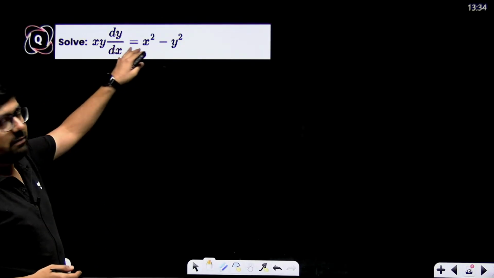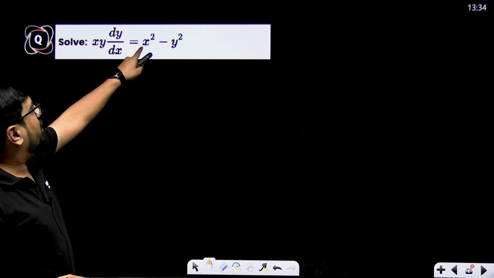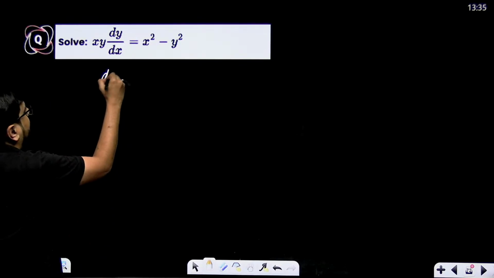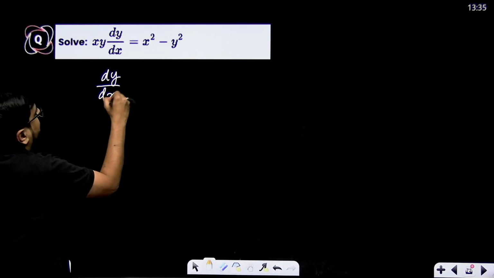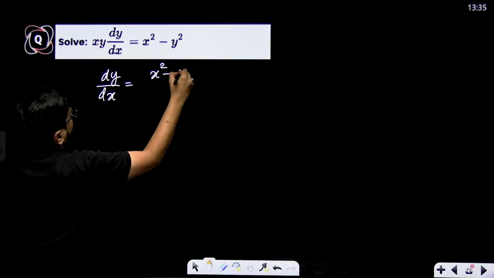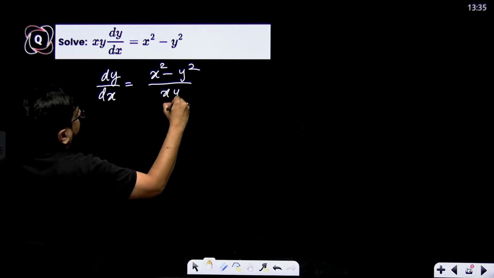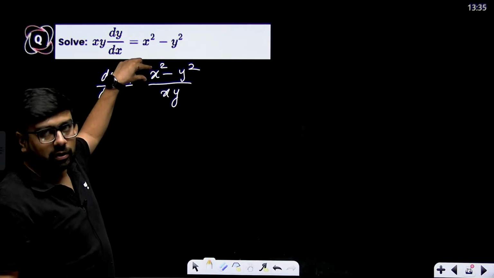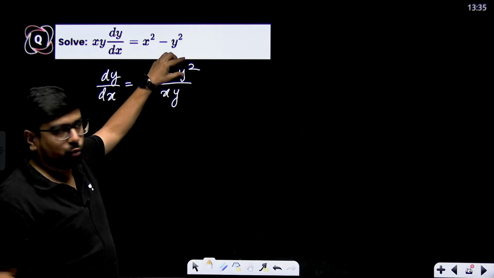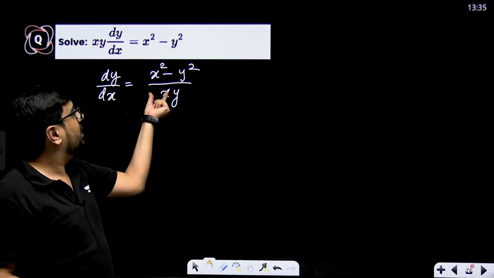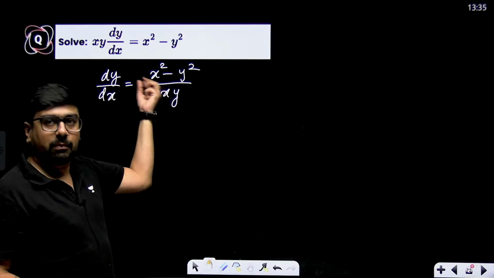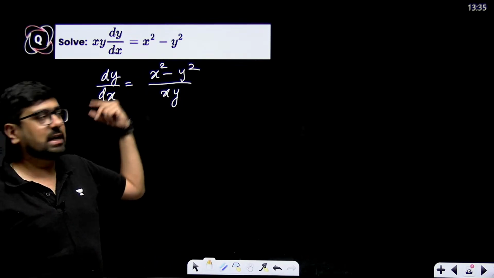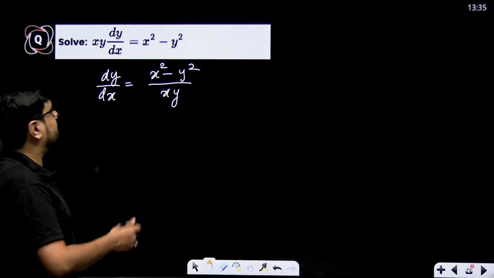So here, let's see whether it's homogeneous or not. Power of x is 2, power of y is 2. Here we have xy, but we can write it like this: dy by dx equal to x square minus y square divided by xy. Now in each term check, what is the degree of x and y both? 2, because here x is not there, here y is not there. In the denominator, what is the degree of x and y both? 2. So it is a homogeneous differential equation.